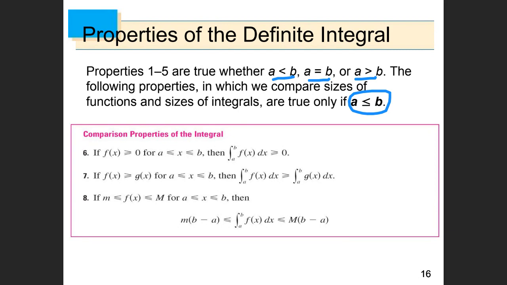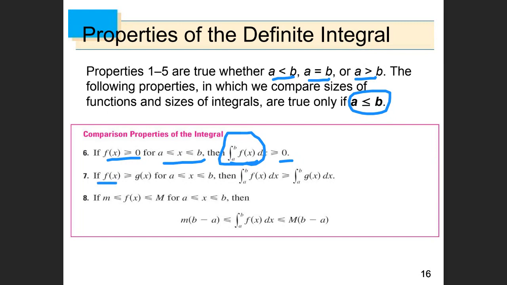So say if f of x is greater than or equal to 0, what this statement simply means is if f of x is a positive function, and x lies between some closed interval a and b, therefore your integral, your area, is also going to be positive. Remember, this integral is just area. So the area of a positive function between some positive interval will definitely be positive. That's just what 6 is saying.